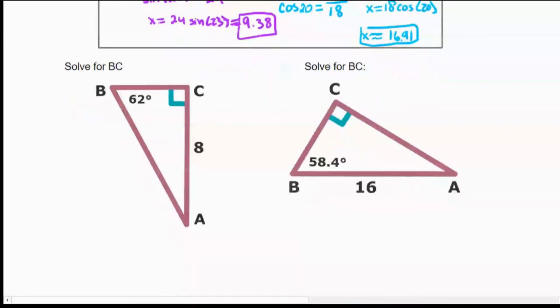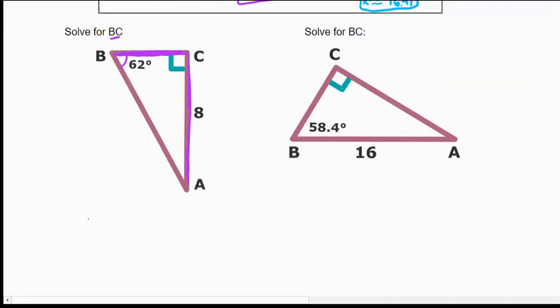So when I'm working on the first one, solving for a side length, I see that this is 62 degrees. I see that I have the opposite side, which is CA or AC, and I'm solving for BC. So in this case, I'm actually going to be using tangent because I have the opposite and adjacent sides. So for BC, I'm going to say tangent of our angle 62 degrees is equal to the opposite over the adjacent, which is what we're looking for.